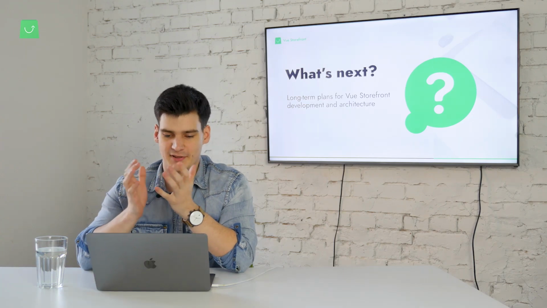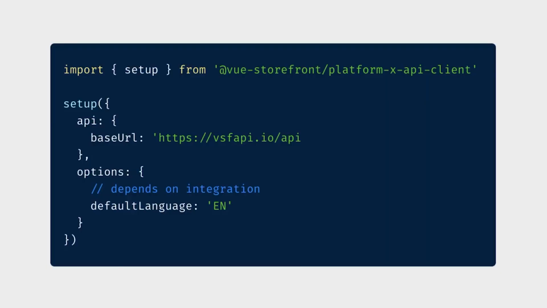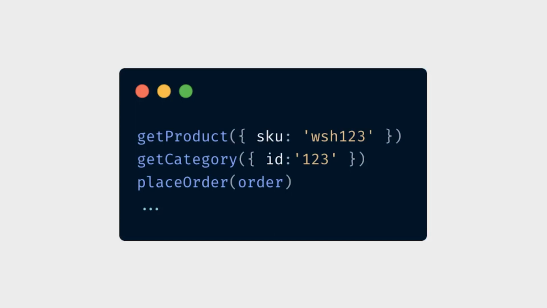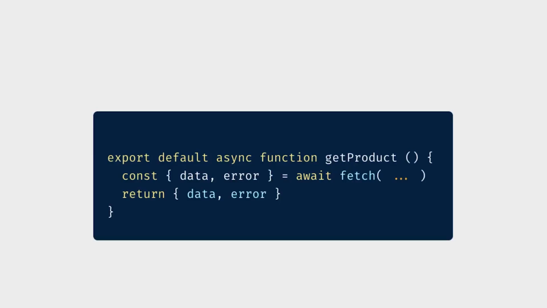Setting it up is pretty easy. You're just importing the setup method, passing your API URL and some options depending on the integration. And once you do this, you have full access to all the methods that are giving you products, category, and every other entity from an e-commerce platform in a declarative API. Under the hood, functions from API client could look more or less like that.